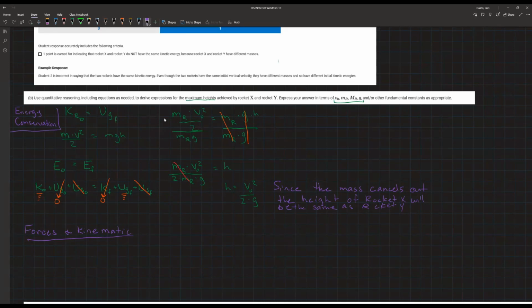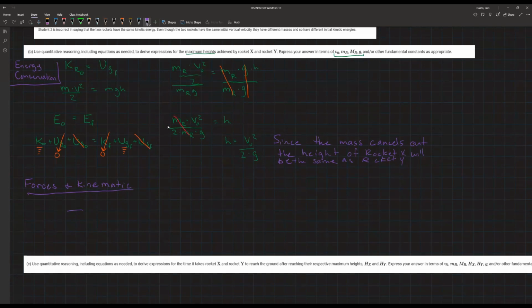And now we're going to be looking at the forces and the kinematics. If we look at this situation for these rockets, we're going to assume that they are point masses. If we look at the forces acting on them, these guys were shot up. Something forced them up, giving them an initial velocity. But while they are in the air, the only force they experience is the force due to gravity.